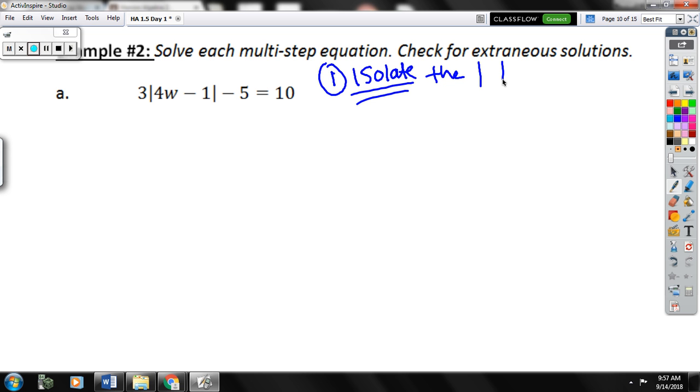Okay, so what am I going to do to isolate my absolute value? And I want to isolate these. I want to get them by themselves first. Done? Add 5 first. Very good.